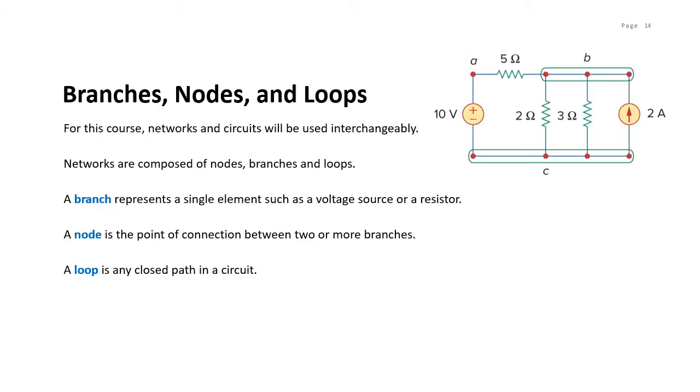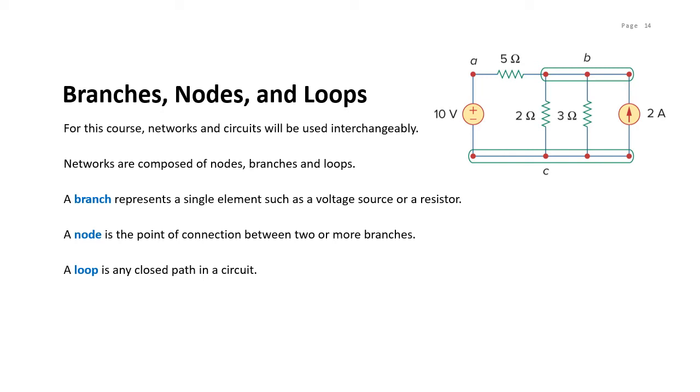Since the elements of an electric circuit can be interconnected in several ways, we need to understand some basic concepts of network topology. To differentiate between a circuit and a network, we may regard a network as an interconnection of elements or devices, whereas a circuit is a network providing one or more closed paths. For this course, networks and circuits will be used interchangeably.